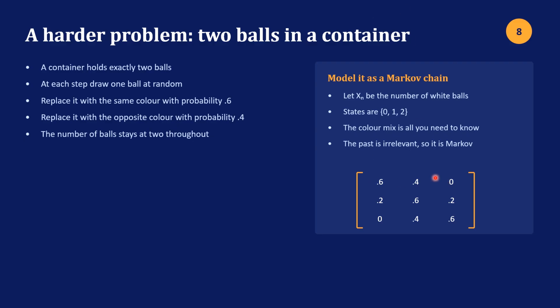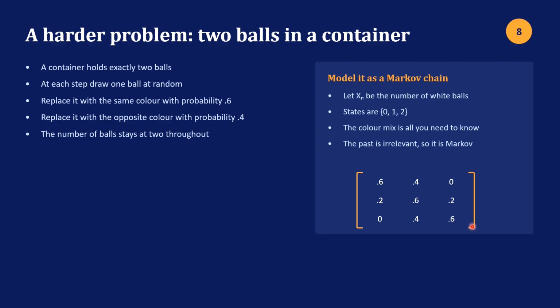Okay, so let's look at the transition matrix. So here in the first row, we have 0 white balls. So of course, when you do the selection, you would pick a black ball, and that would remain black with probability 0.6, which means you would still have 0 white balls with probability 0.6. Or if you replace the black ball with a white, you would have 1 white ball at the next step, and that would be probability 0.4.